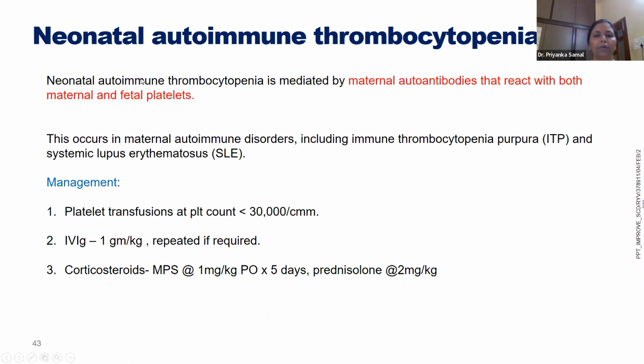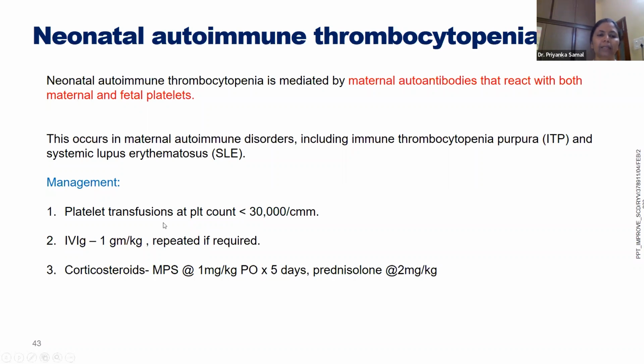As I said, neonatal autoimmune thrombocytopenia is mediated by maternal autoantibodies that react with both the maternal as well as the fetal platelet. This occurs in maternal autoimmune disorders like immune thrombocytopenia and SLE. If you have attended pediatric calls, many a times we find that patients of ITP, when they become pregnant, you will see that during the time of pregnancy, the platelet count drops rapidly. And when these pregnant females deliver, we always advise to look into the platelet count also of the child to see whether the baby has neonatal autoimmune thrombocytopenia.